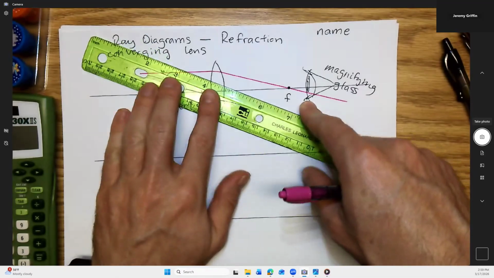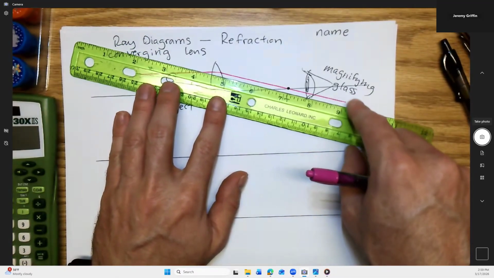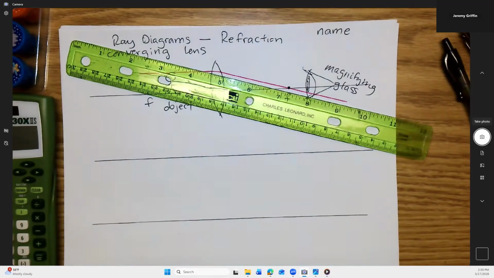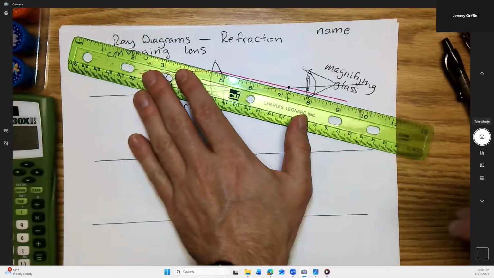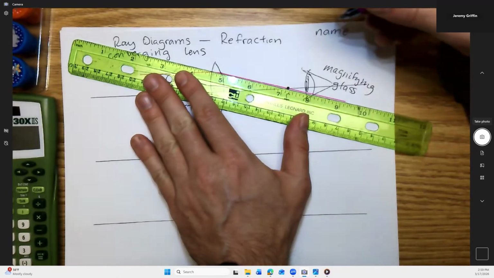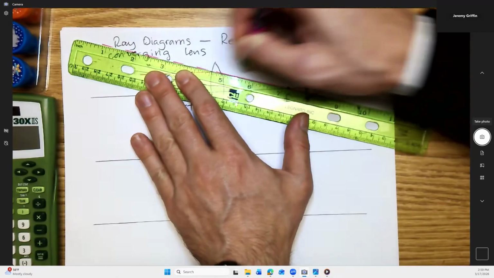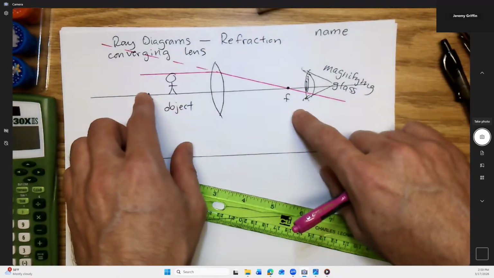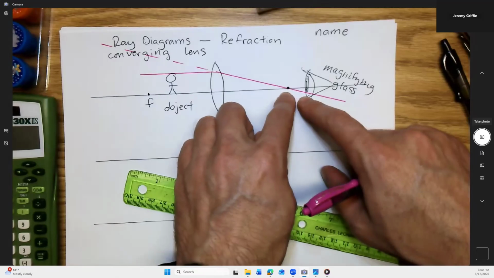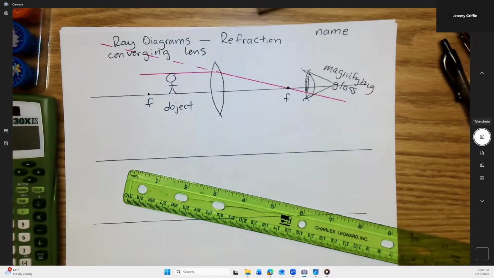Now, this person's eyeball perceives that ray as having come from way up and to the left, as coming from like way back here. Isn't that true? So this ray of light actually goes on this whole adventure, but this person's eyeball says, "Oh, it looks like that ray came from back this way." Isn't that true?